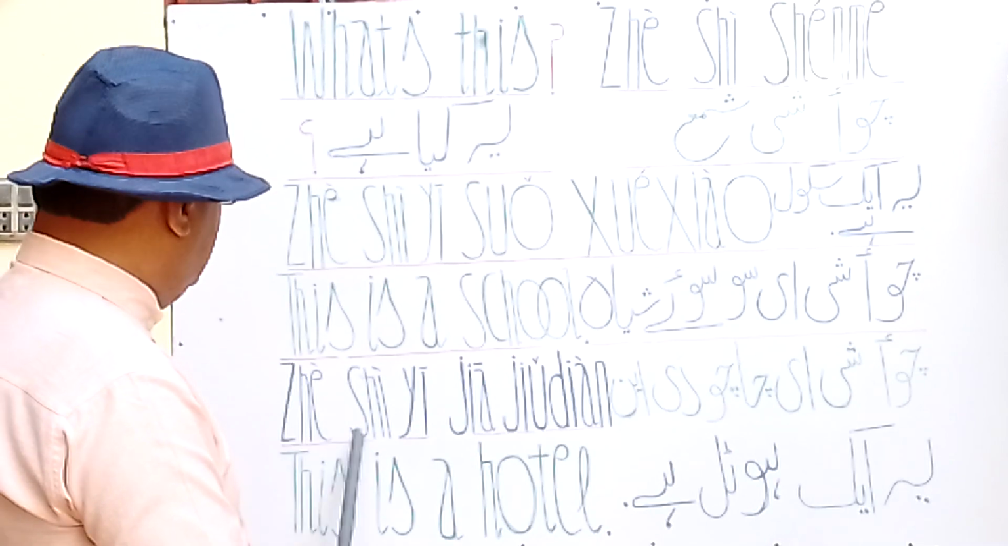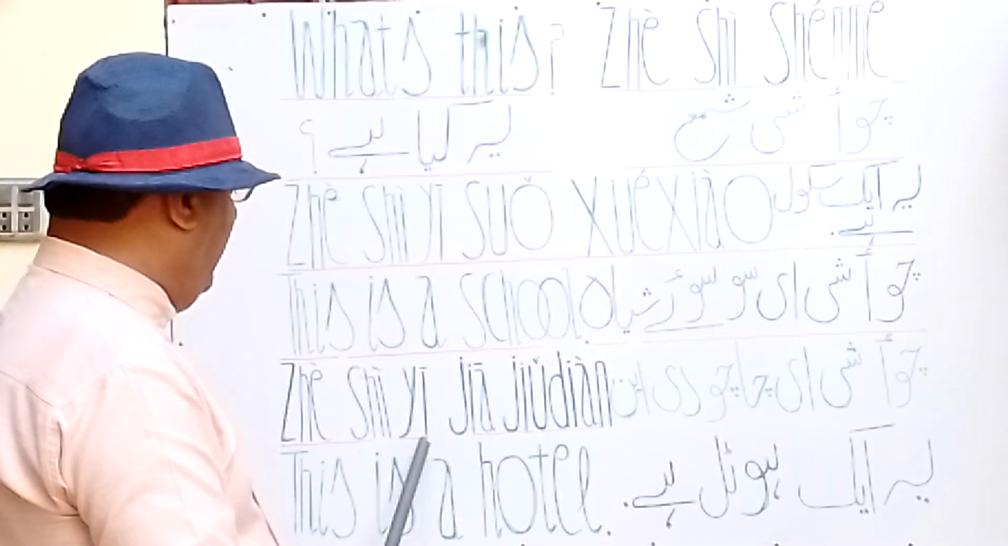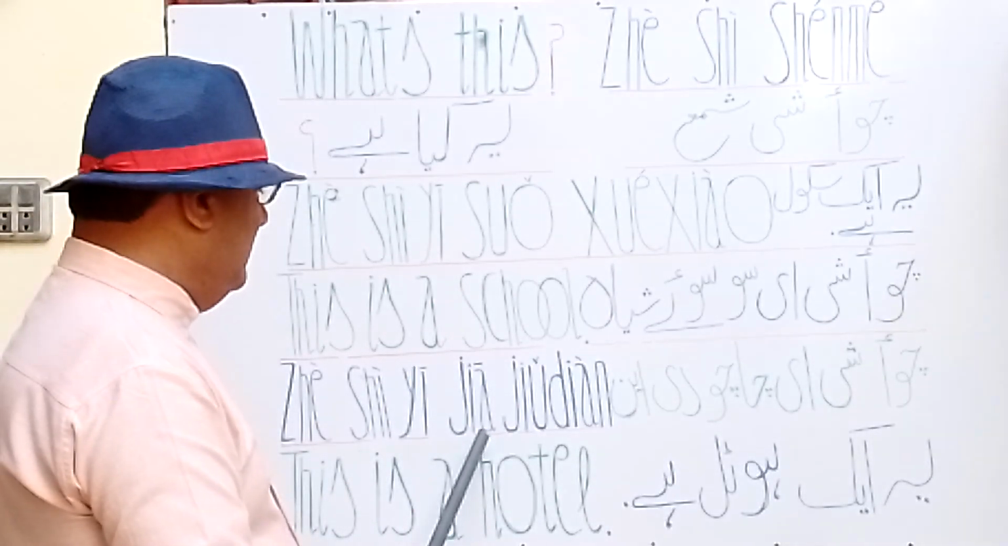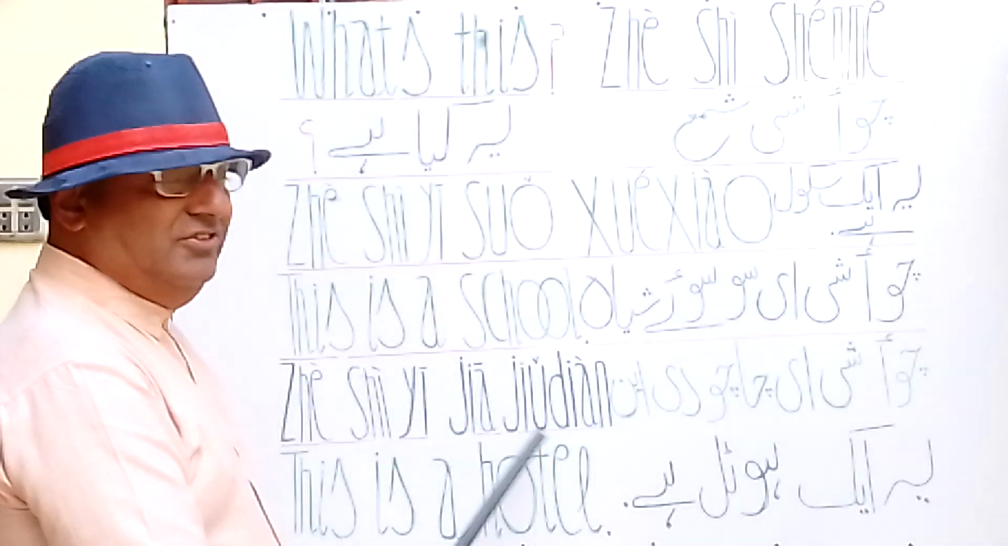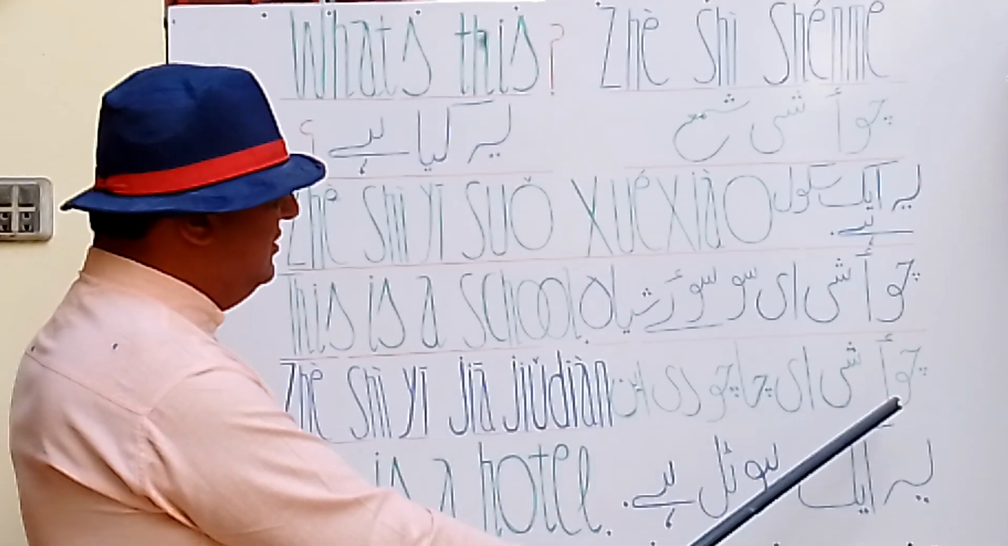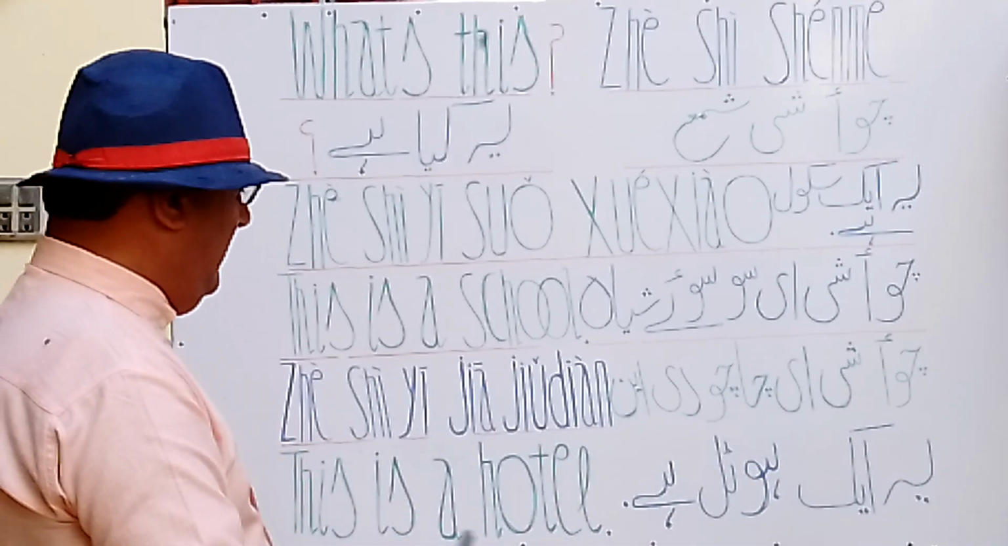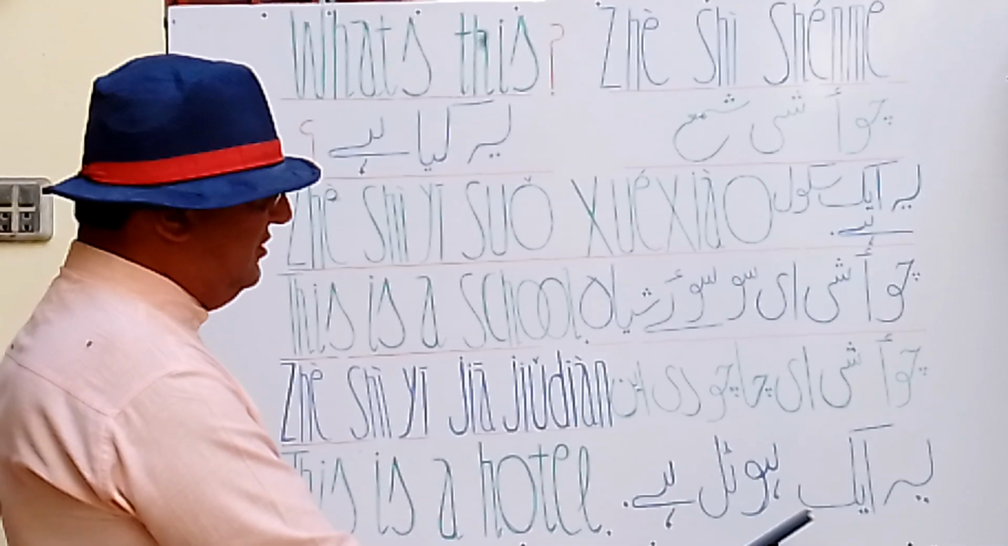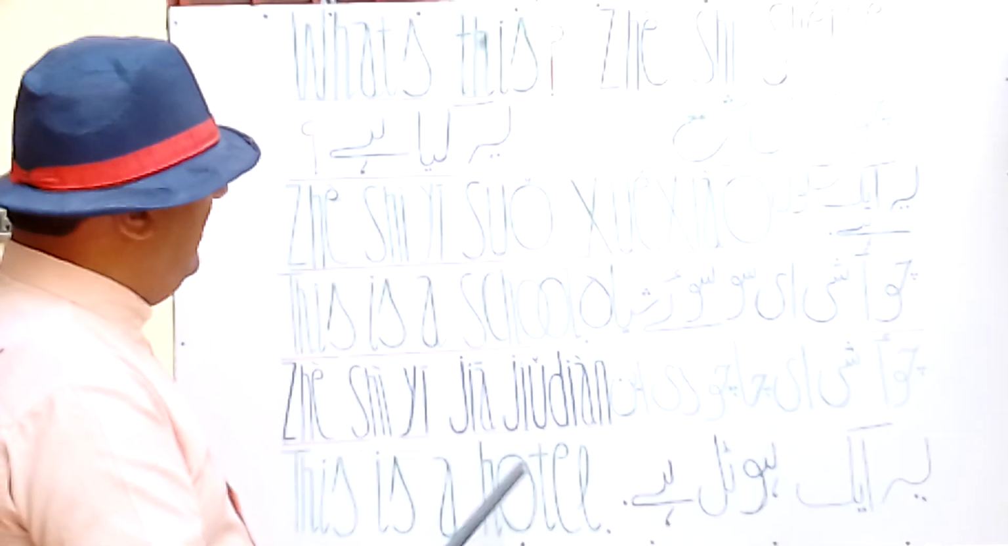Chua means this, shi means is, yi means a, and chaw dien means hotel. Chua shi cha chu dien. This is a hotel.